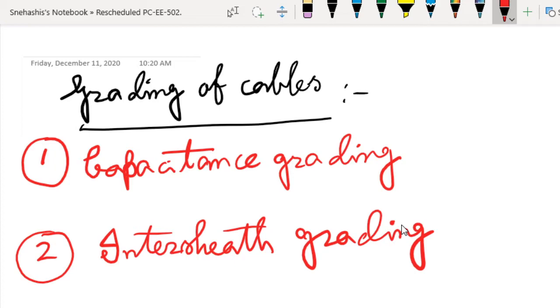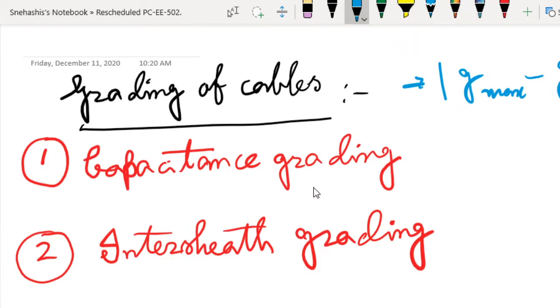By grading of a cable, it is meant that the distribution of dielectric material should be such that the difference between the maximum gradient and the minimum is reduced. That means grading is applied in order to reduce Gmax minus Gmin. Thereby, a cable of the same size could be operated at higher voltages, or for the same operating voltage, a cable of relatively smaller size could be used. Now, there are two methods of grading, as I have already mentioned.